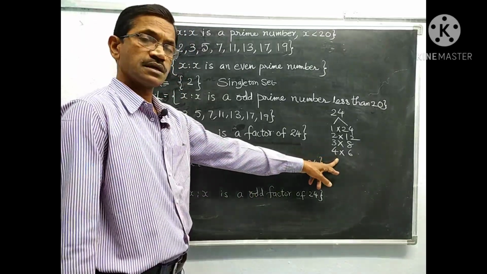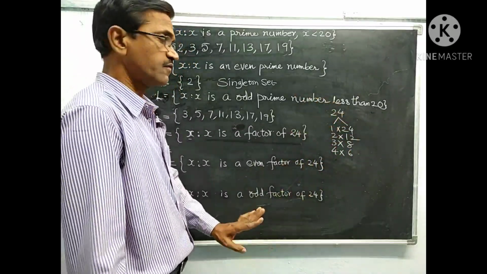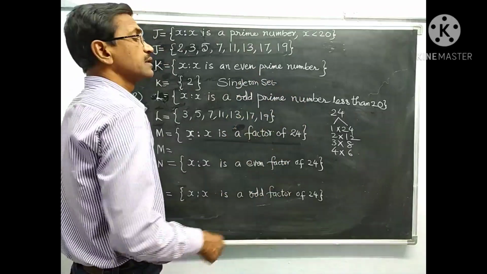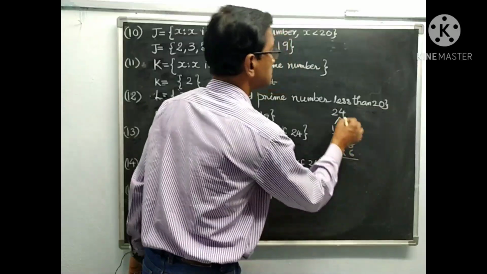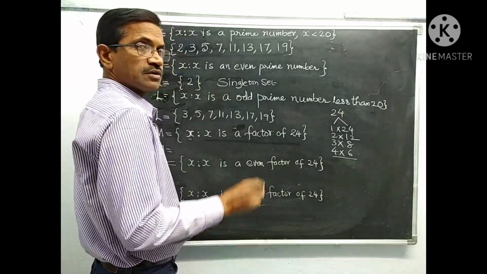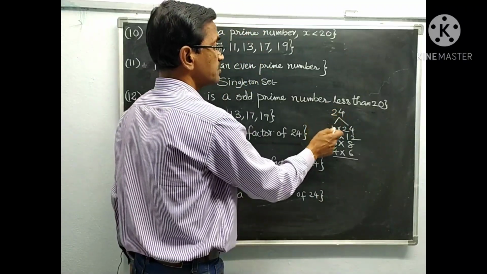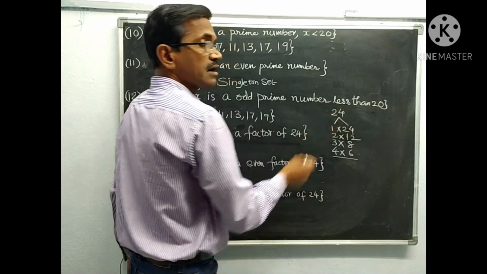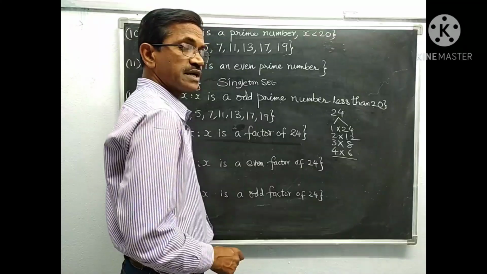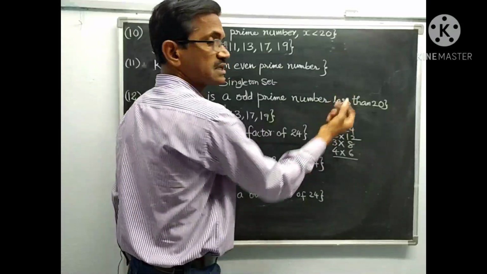Here 9 does not divide. Enough, we need not go further. We can stop here because it is a 2-digit number. To find the factors, you have to check the division only by the numbers 1 to 9. No need to go further for 2-digit numbers.